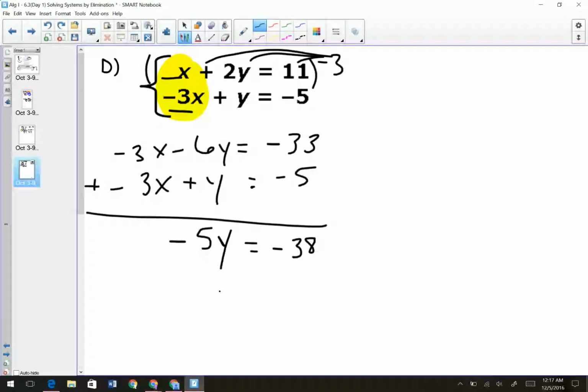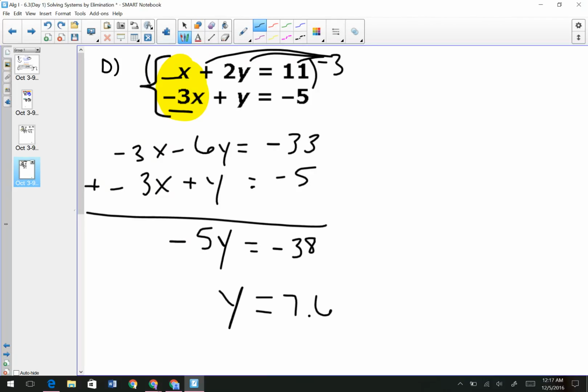Okay. Maybe we're getting a decimal here. I'm just going to double check my answer. Use this time to check yours as well. -3 minus 6, -33, -3x. Okay. Maybe we do get a negative or decimal. 38 divided by 5 is 7.6.